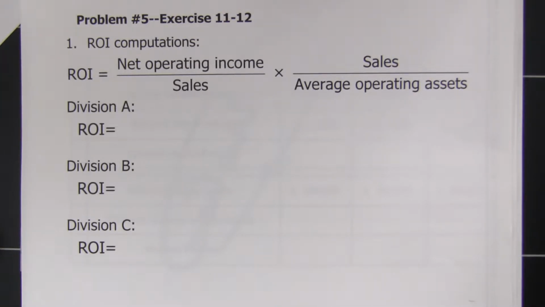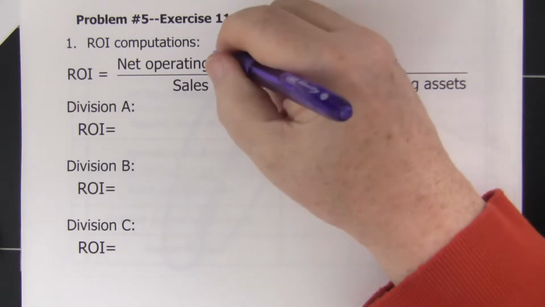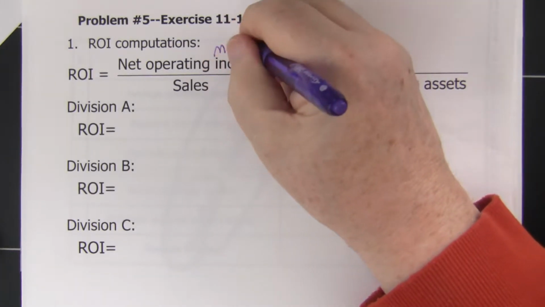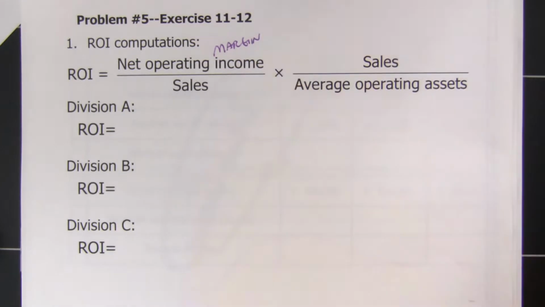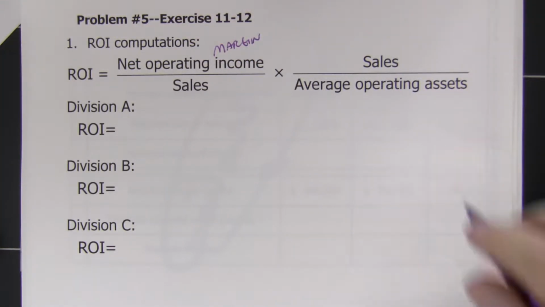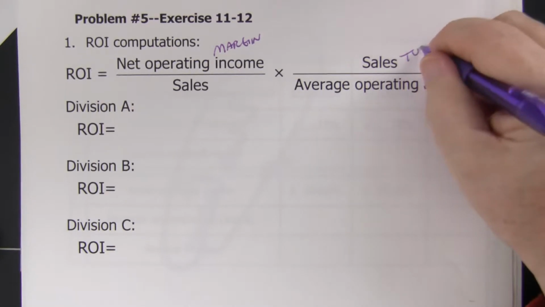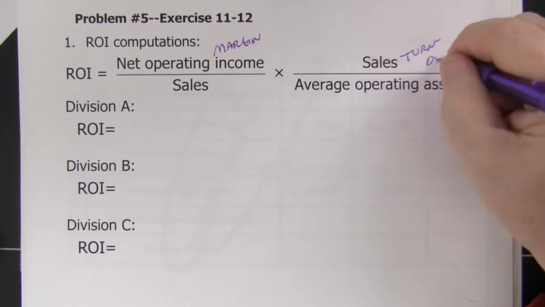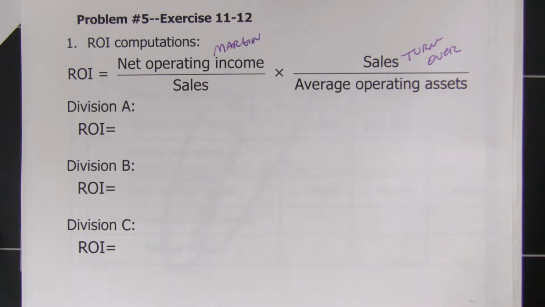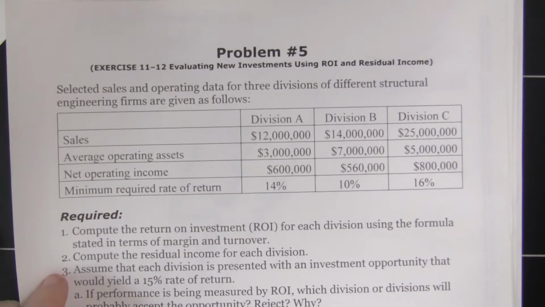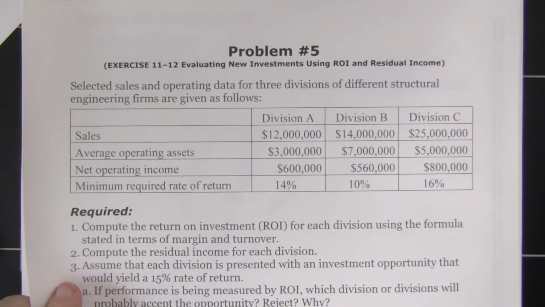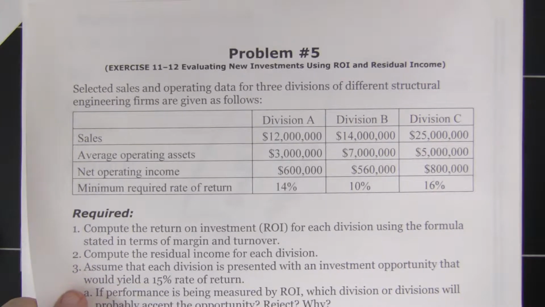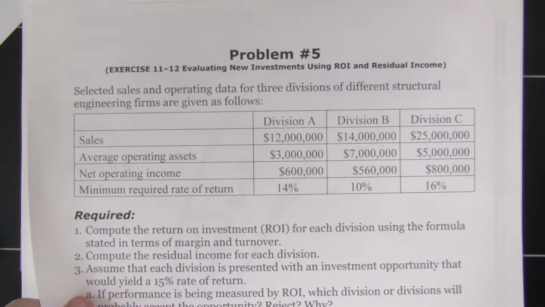Remember, margin is operating income divided by sales, and turnover is sales divided by average operating assets. They give us the numbers, so we don't have to go searching for numbers. We just have to do a calculator dance.